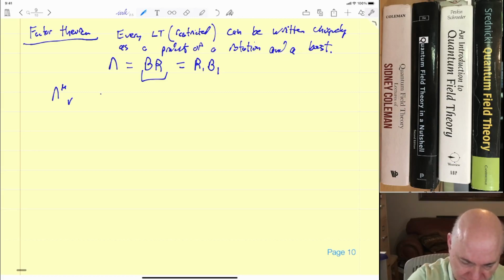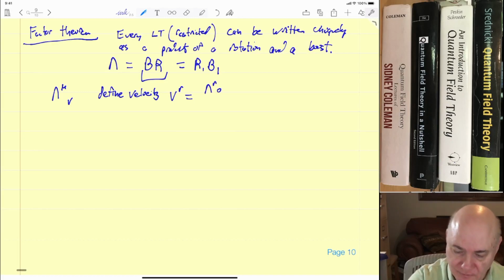So let's start by defining the velocity. I'll use upper indices, but it doesn't really matter. So we have the matrix. You have all the components of the matrix, so you can certainly define this thing. Whether it's really a velocity or not, we need to show.